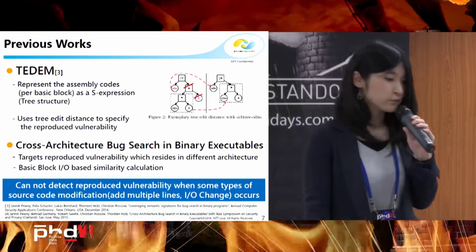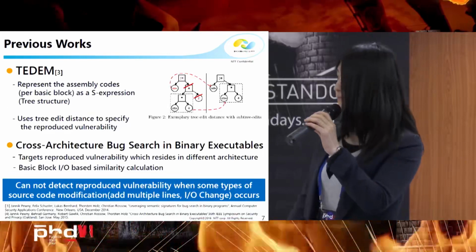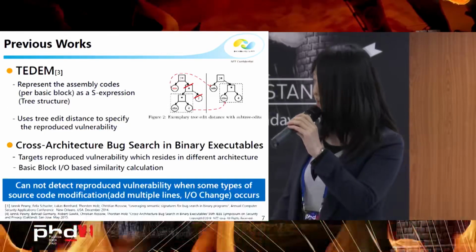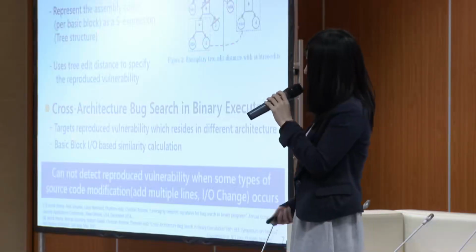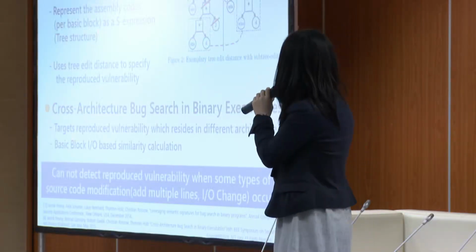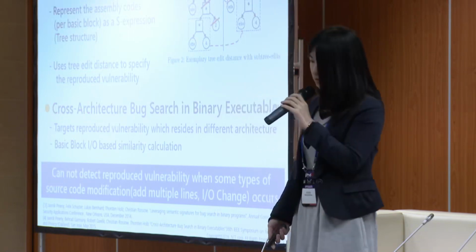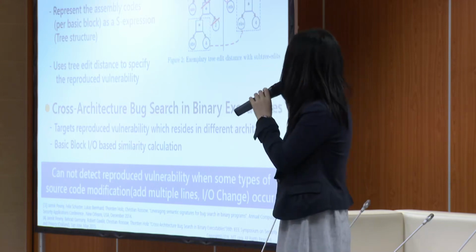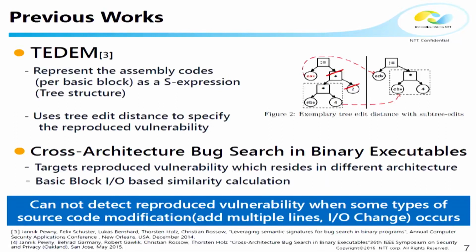However, this previous research cannot detect reproduced vulnerability when some types of source code modifications happen, such as adding multiple lines of source code or changes to the source code which change the basic block I/O. So, for my research, I target binary executables even when sometimes a large source code modification happens.